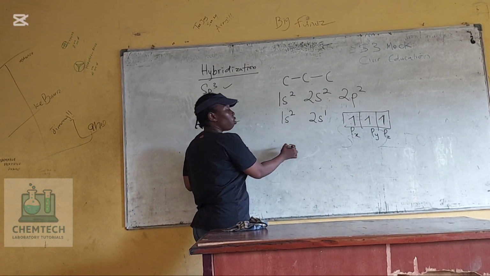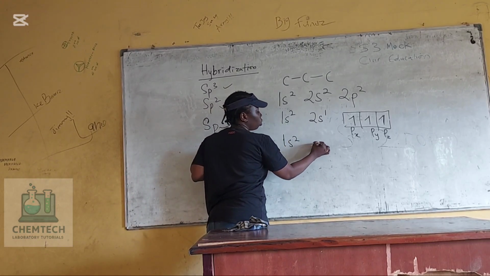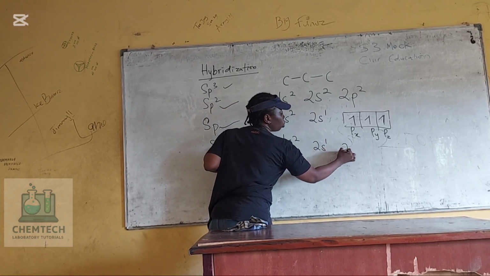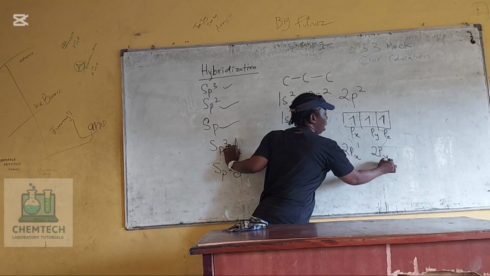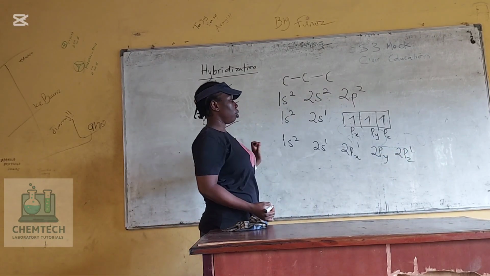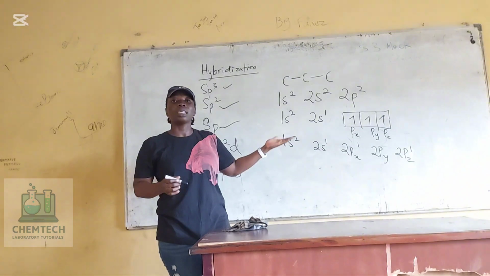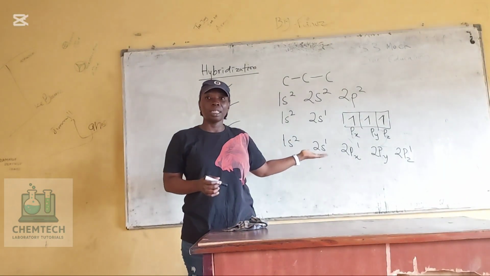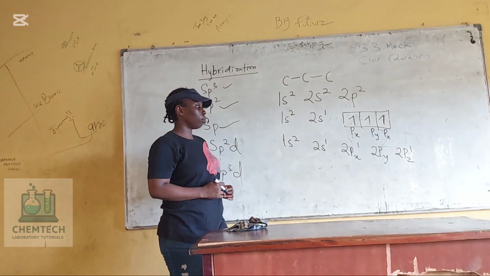So, the configuration of carbon becomes 1s2, 2s1, 2px1, 2py1, 2pz1. So, this enables carbon to exhibit catenation, that is, for it to form longer chains of itself.